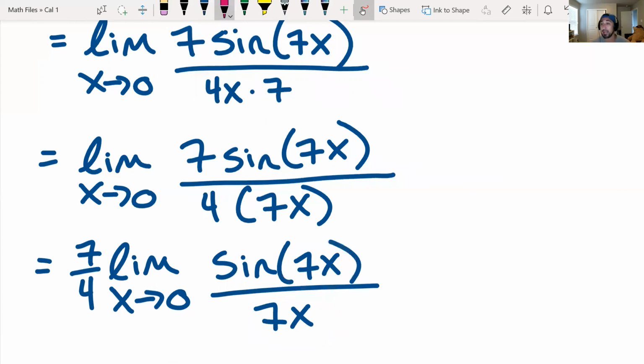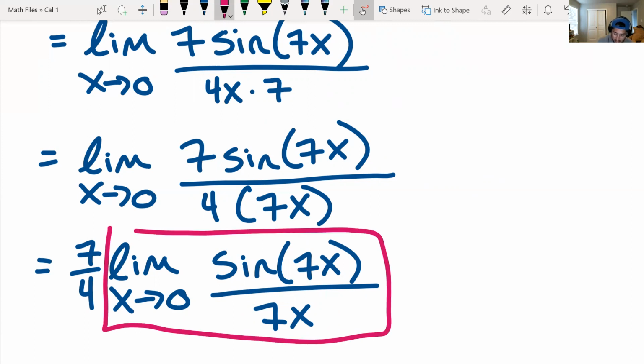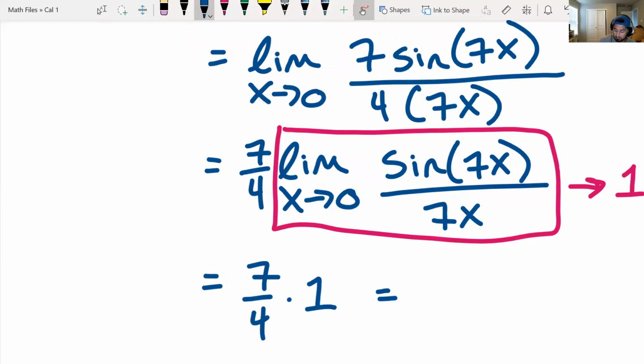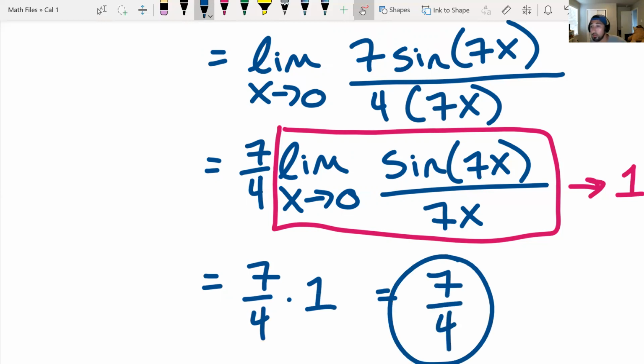We can now use that limit identity that we proved in the last section of notes, which means that this whole limit becomes 1. It's beautiful. Which means that we end up with 7/4 times 1, which is just 7/4. There you go.